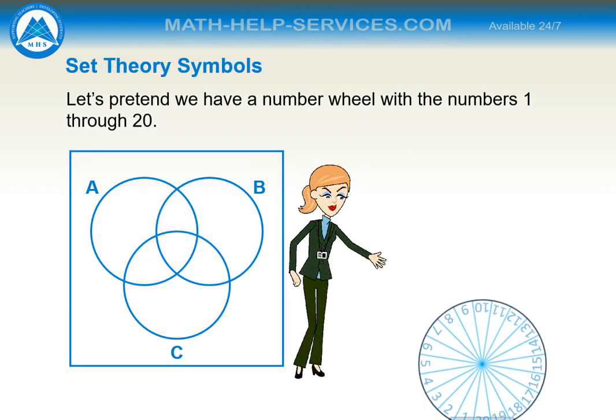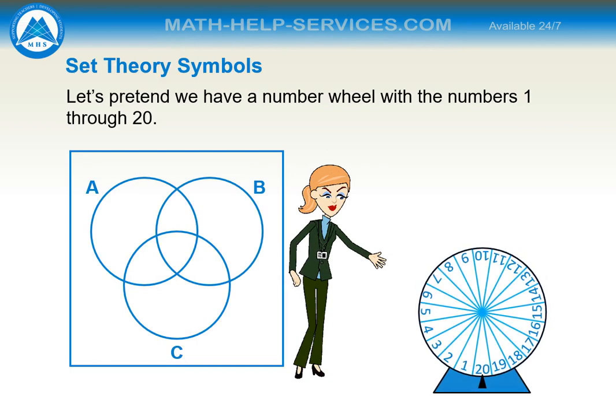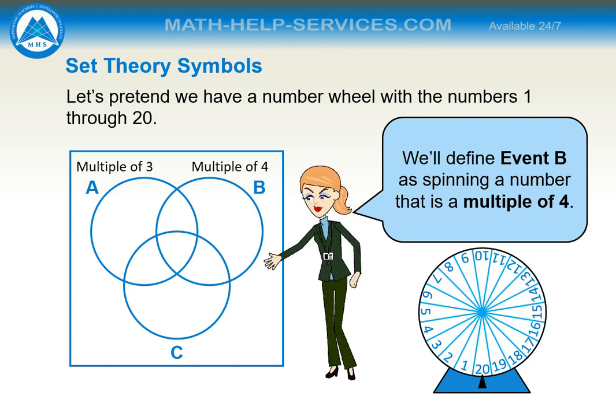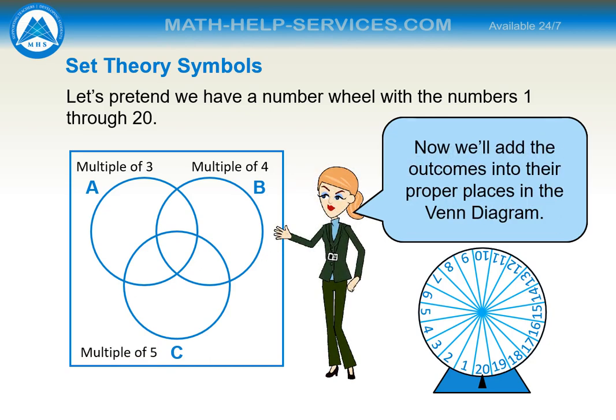Set theory symbols. Let's pretend we have a number wheel with the numbers 1 through 20. We'll define event A as spinning a number that is a multiple of 3. We'll define event B as spinning a number that is a multiple of 4. And we'll define event C as spinning a number that is a multiple of 5. Notice I've labeled these. Now we'll add the outcomes into their proper places in the Venn diagram.